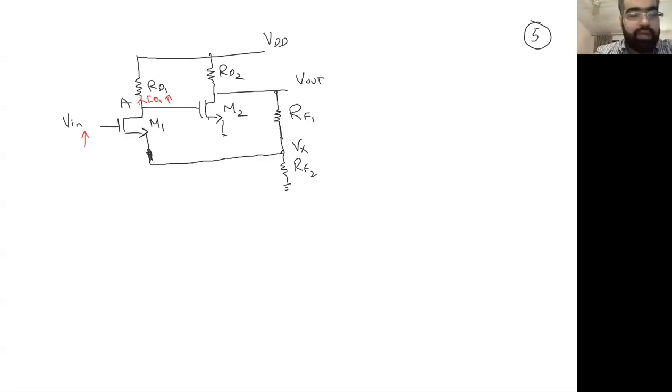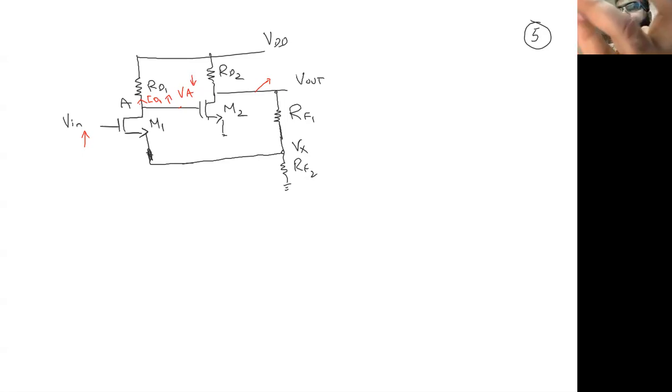What will happen with the potential VA? So this point is VA. What will happen with VA? If ID1 is going up, VA will go down. It's clear, VA will go down. If VA goes down, what will happen with the V out?